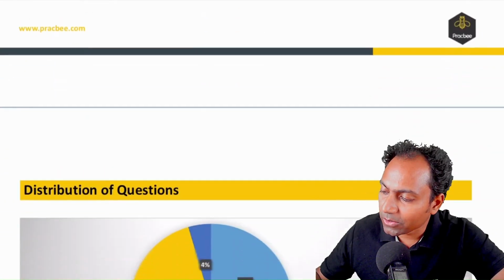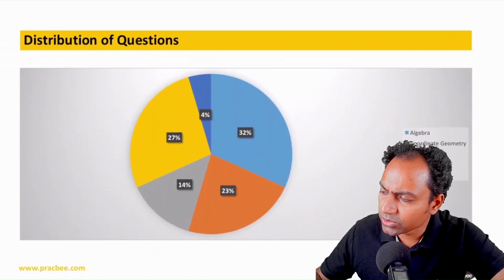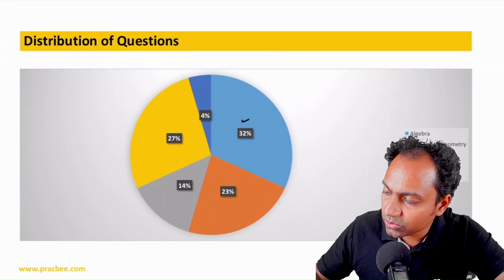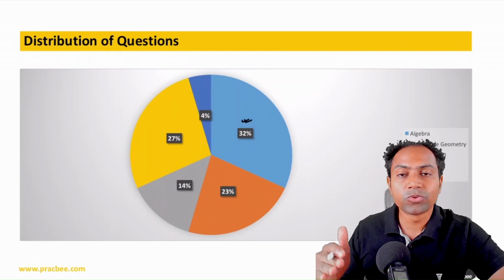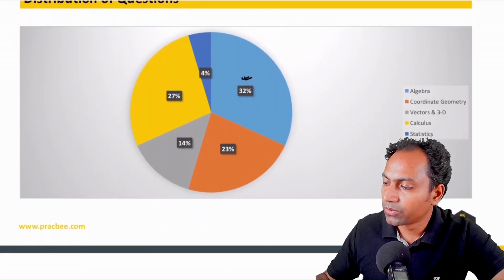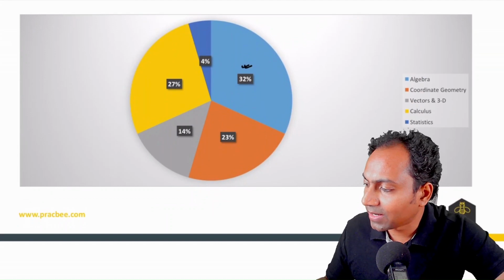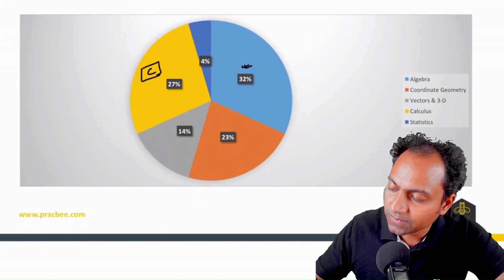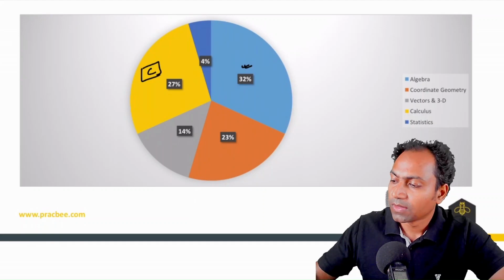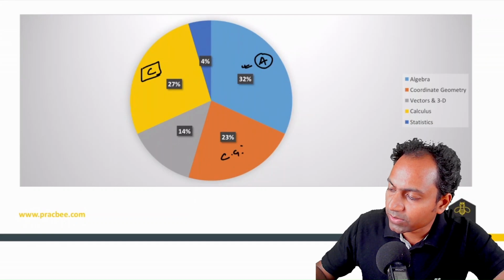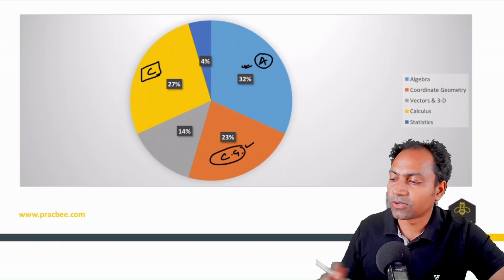Now, if I talk about the distribution of questions, you can see that algebra had the lion's share of 32% of questions in the paper. This includes algebra of class 11th and 12th both. Then, the second most important part came from calculus. Here I have included both differential calculus and integral calculus. And the third most important part in the paper was coordinate geometry. It included 23% of the questions.